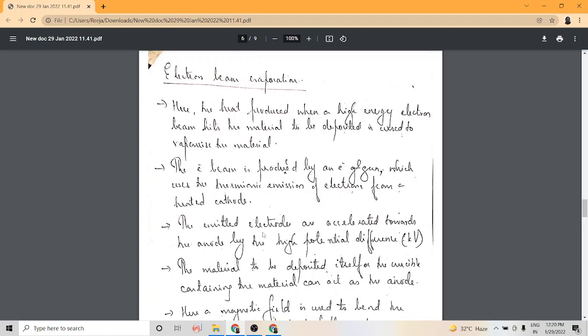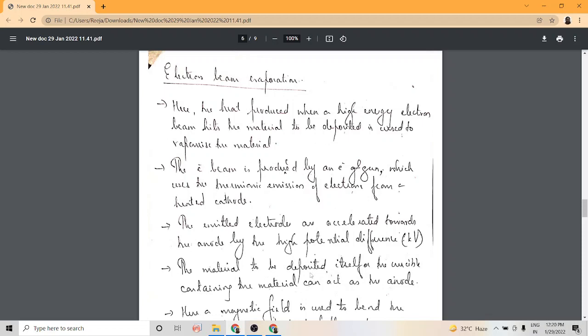Now the emitted electrons, it's not electrodes, sorry, it's electrons. The emitted electrons are accelerated towards the anode by the high potential difference. Now the electrons are of negative charge and automatically they will be attracted towards the positive electrode, that is the anode. Now what is the anode here?